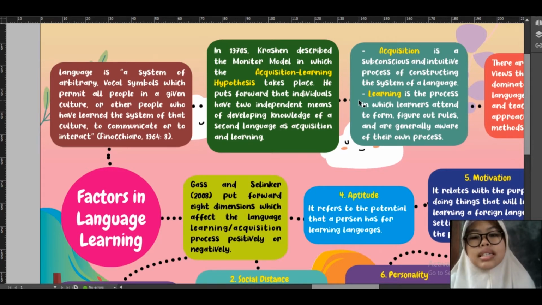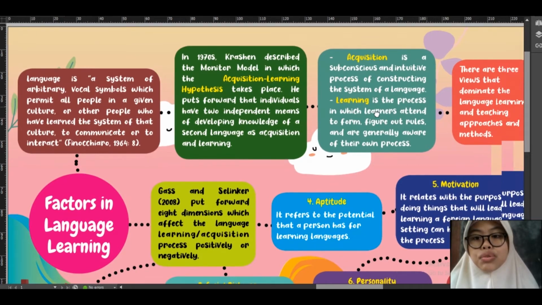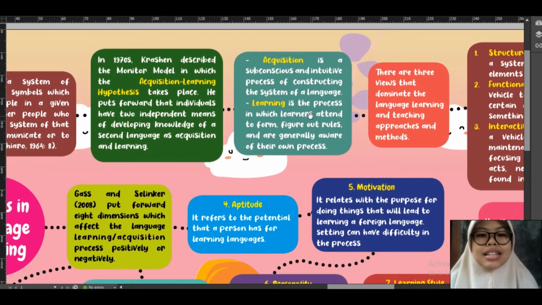Then, Krashen in the 1970s described the monitor model in which the acquisition-learning hypothesis takes place. He puts forward that individuals have two different independent means of developing knowledge of a second language: acquisition and learning. So, what's the difference between acquisition and learning?